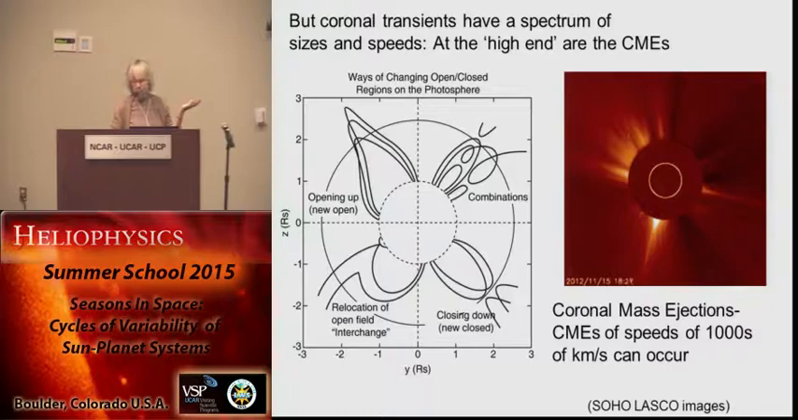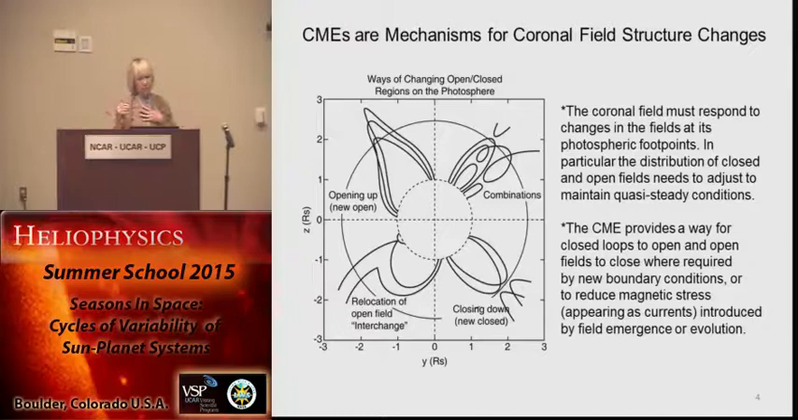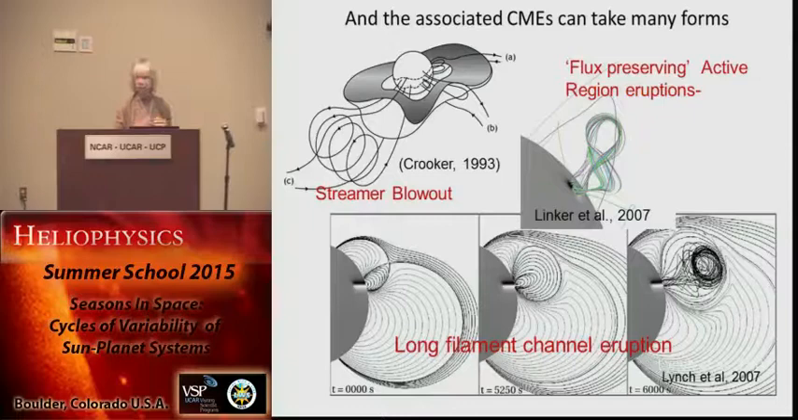The basics, to me, though, are it's a mechanism for coronal field structure changes. It's the way the sun's changes of coronal structure are able to adjust by relieving stress, by moving open flux from one place to another, closed flux from one place to another. So I think of it as part of the evolutionary process in response to what's going on at the solar surface. Now, these coronal mass ejections, the magnetic field in them, people have envisioned takes many forms.